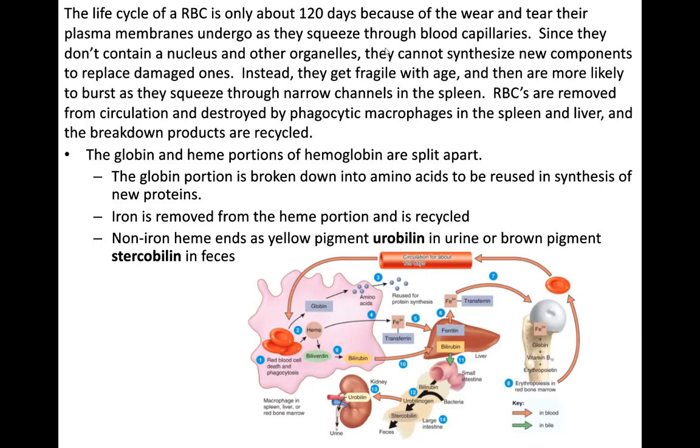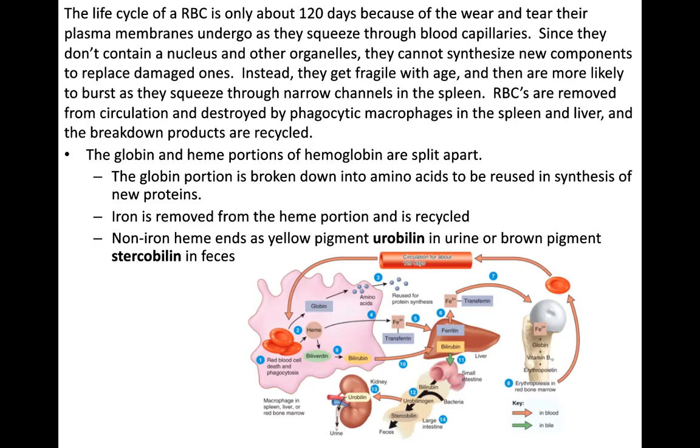The globin and the heme portions of hemoglobin become split apart. Remember, globin is the protein, and making up proteins are amino acids. So essentially, you can take globin, break it down into those amino acids, and then those, as you can see there, can be reused to synthesize new proteins. Maybe it's going to make new globin, maybe it's going to make an entirely different protein, but we get to use them for something else nonetheless.